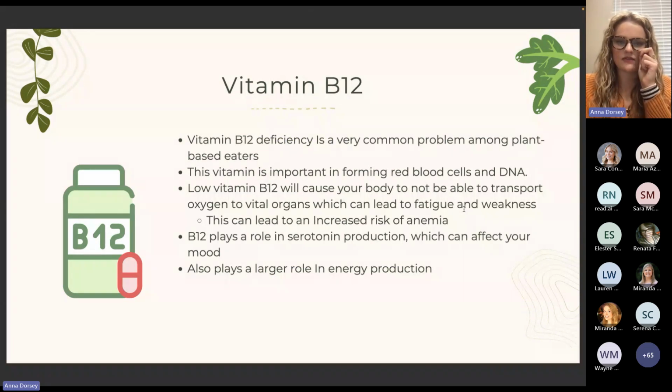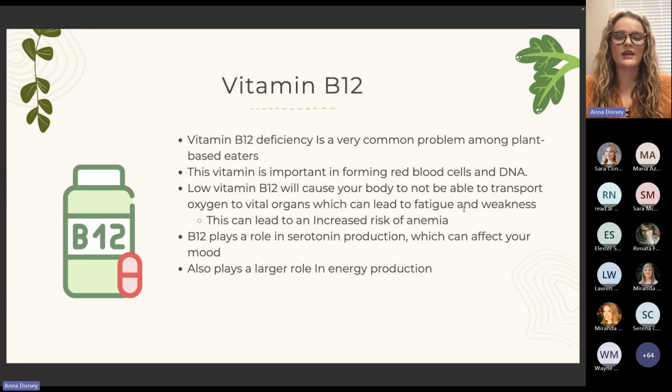So specifically, vitamin B12. Vitamin B12 is very, very common amongst plant-based eaters. And it has 4 functions. It's going to help form red blood cells and DNA. It's going to help transport oxygen to vital organs. It's going to play a role in producing serotonin and in energy production.